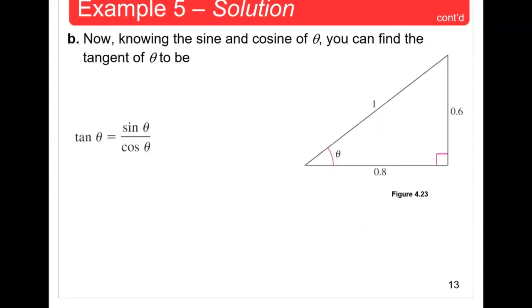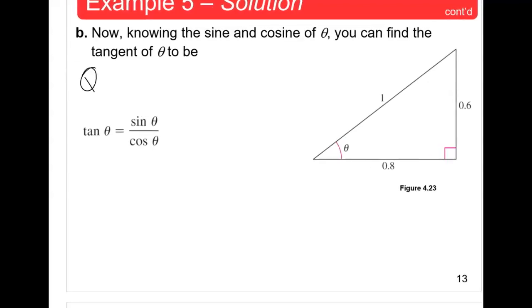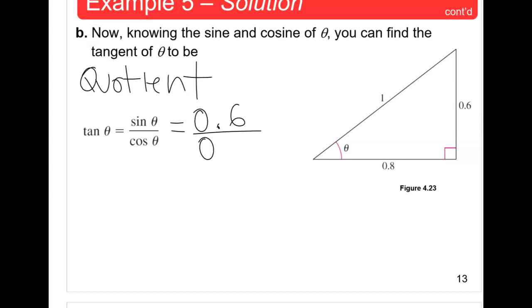Now to find the tangent, we will use the quotient identity for tangent, and that is because conveniently we already know the sine is equal to 0.6, and we know that the cosine is 0.8. That first one was given, the second one we found ourselves, and we're going to put that in the calculator, and the answer is 0.75. So now we have answered the second part of the question.